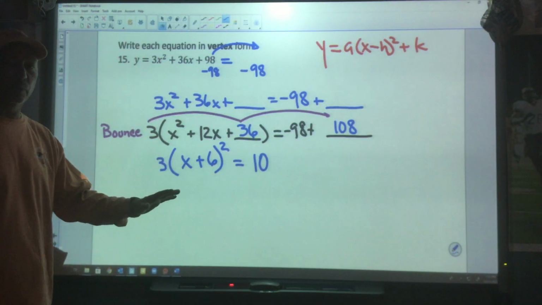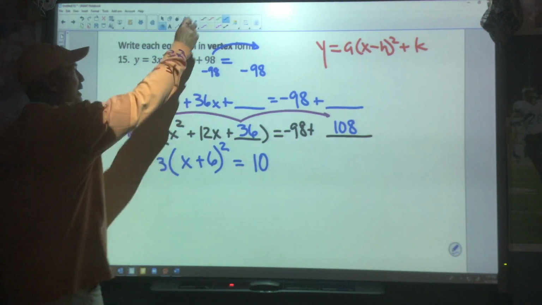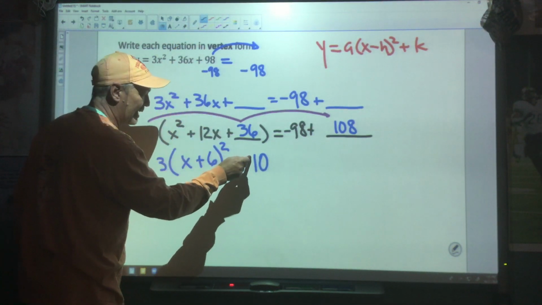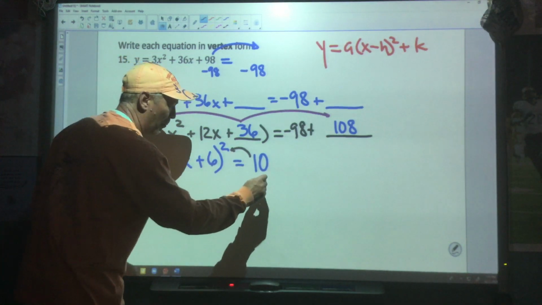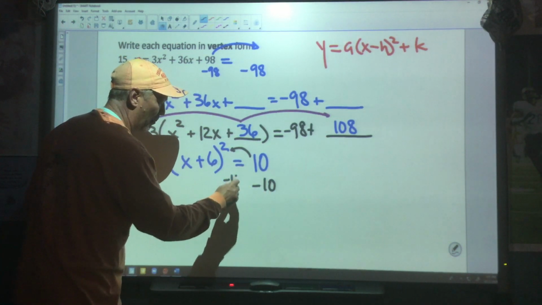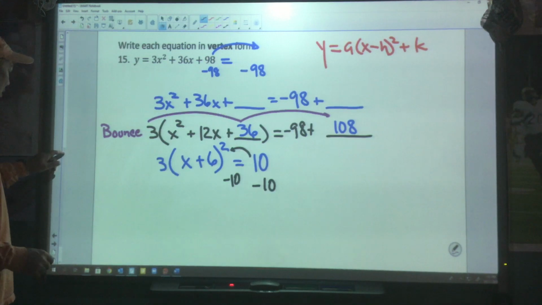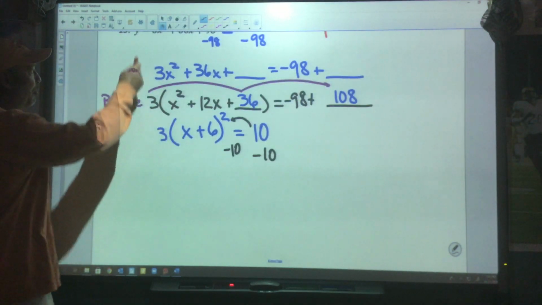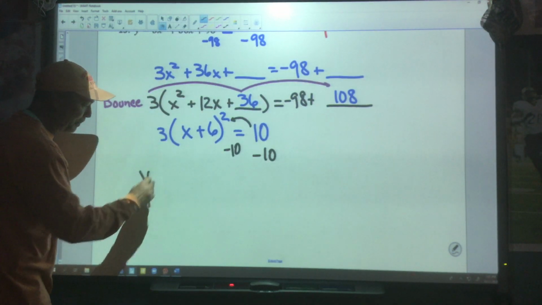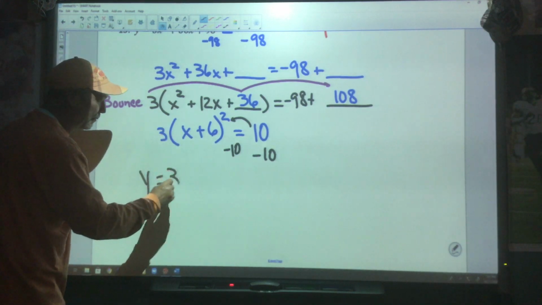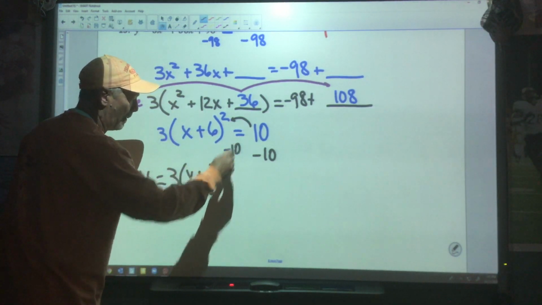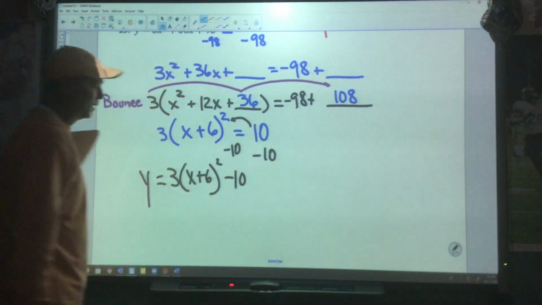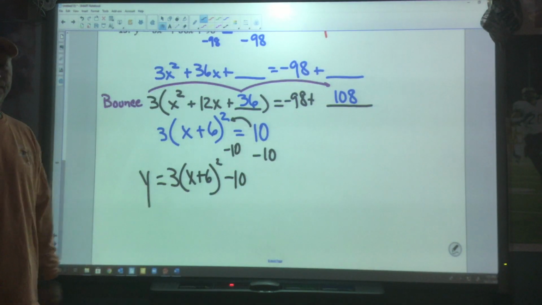We're almost through. All I need you to do is bring this 10 back home. How do I move it back to the other side? Minus 10, minus 10. So what are we looking at? I bring down my y equals. I have 3 times (x plus 6) squared minus 10. That is your vertex form.